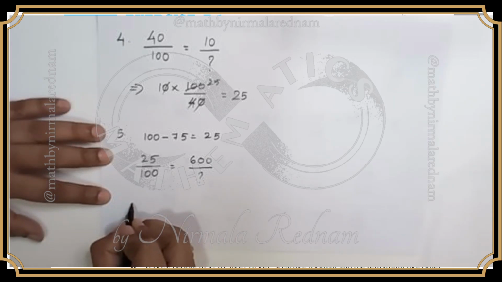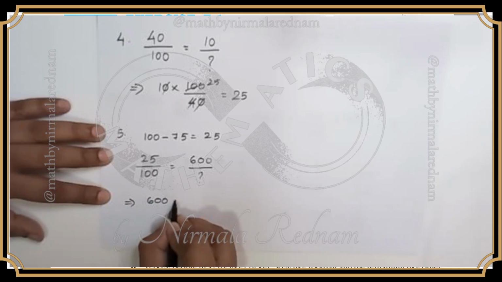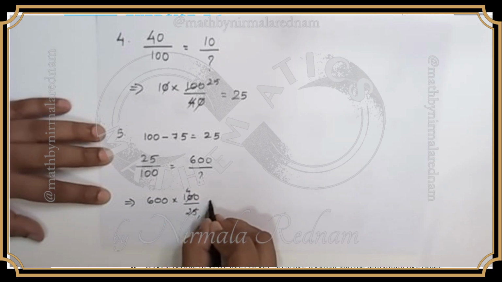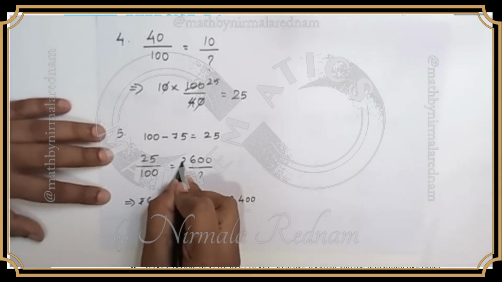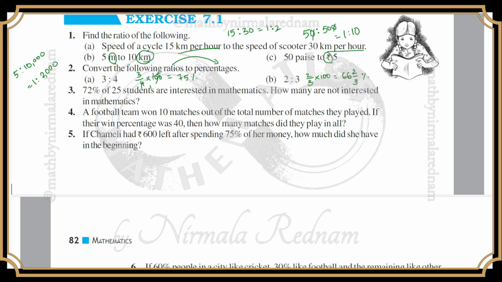So when I cross multiply, I'm going to get 600 into 100 by 25, right? And this will give me 2400. So let me put the units here, rupees. Okay, so the amount, initial amount is nothing but 2400 rupees.